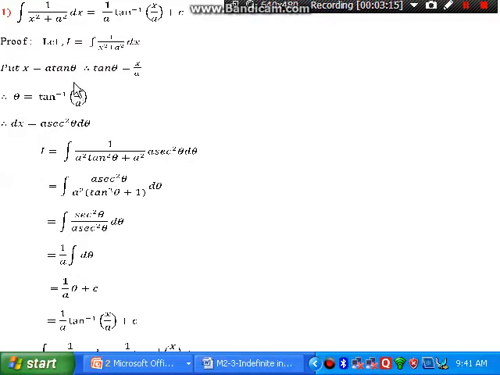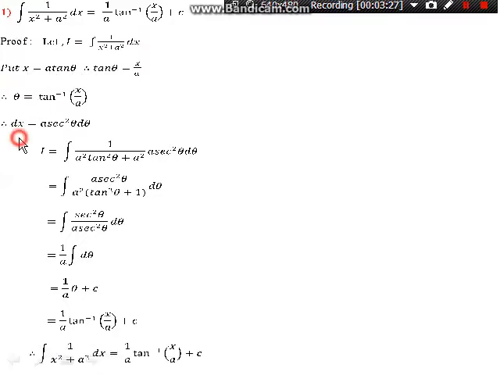Now here we have to find out the value of dx. So for this we have to differentiate x is equal to a tan theta. So differentiating, dx is equal to a, which is constant, and the derivative of tan theta is what? That is sec square theta d theta.